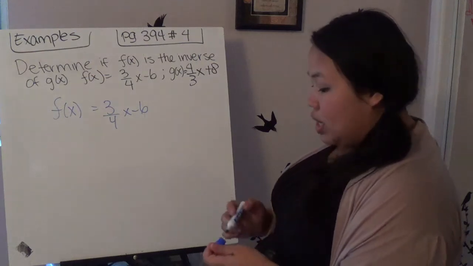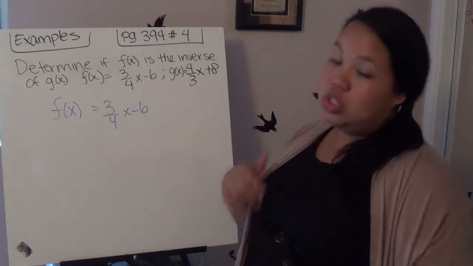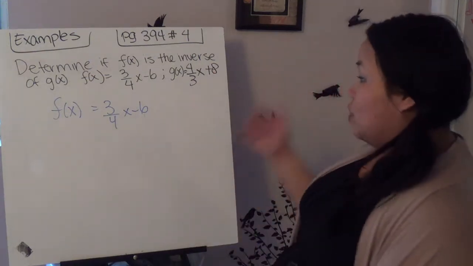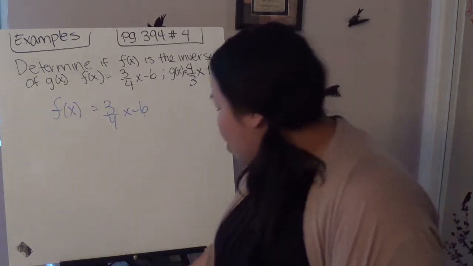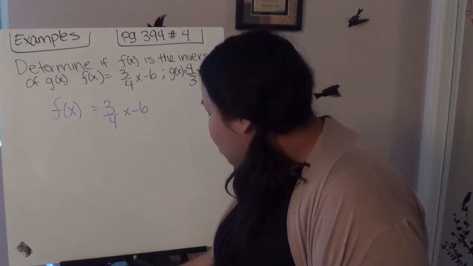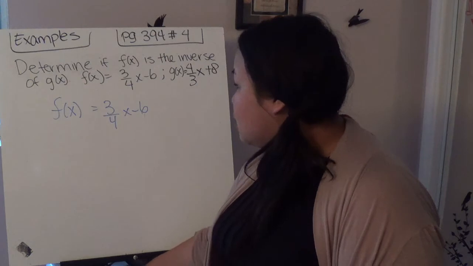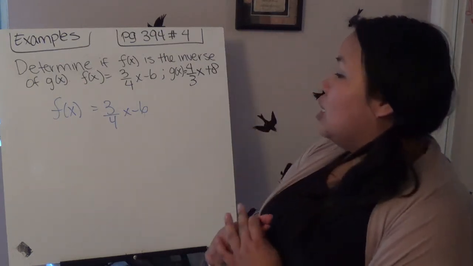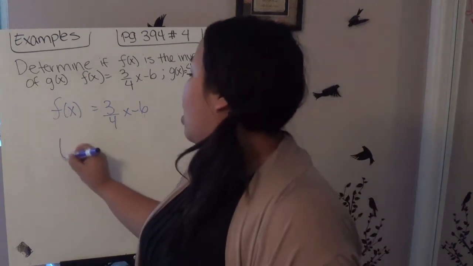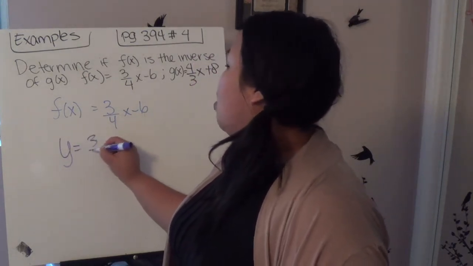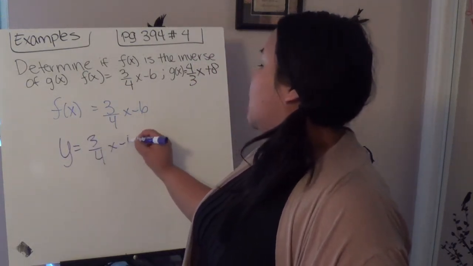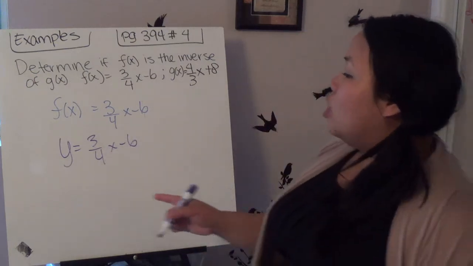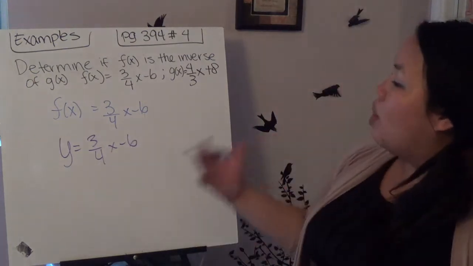But what I know is that I need to switch. The first step tells us to switch all x's and y's, but I have an x and I don't have a y. But if you remember, and hopefully you do because it's a big part of functions, f of x is the same thing as saying y. So this is y equals 3 over 4 x minus 6. Same thing. So now I'm going to change all my x's to y's and all my y's to x's.